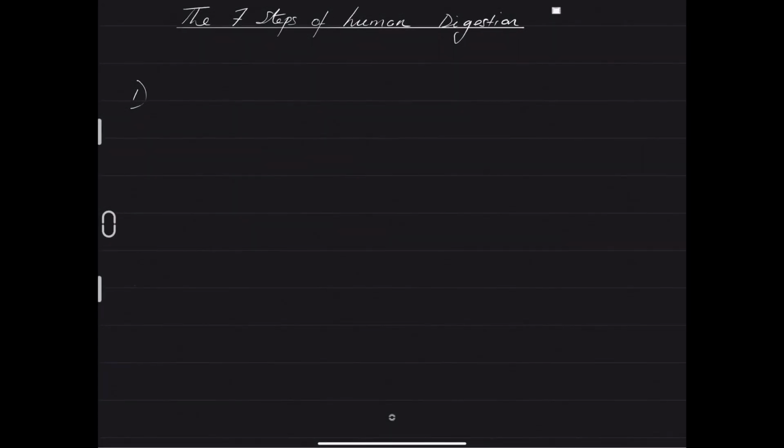I'm going to now summarize digestion in 7 steps, and in your notes I want you to leave a couple of lines gap between each step. So when you come to look over your notes, it's clear as to where the steps of digestion are occurring and the organs that are involved. Okay, first step, can you put the subheading mouth?